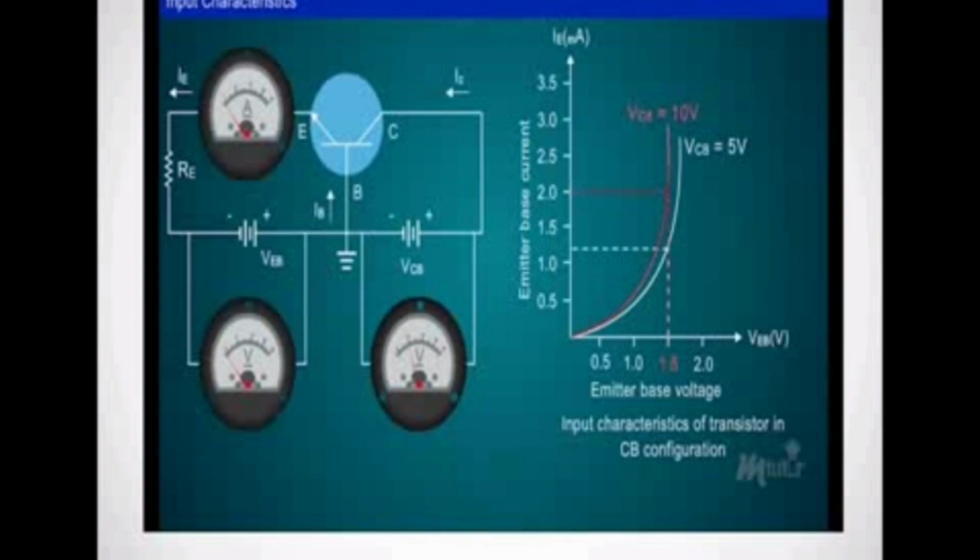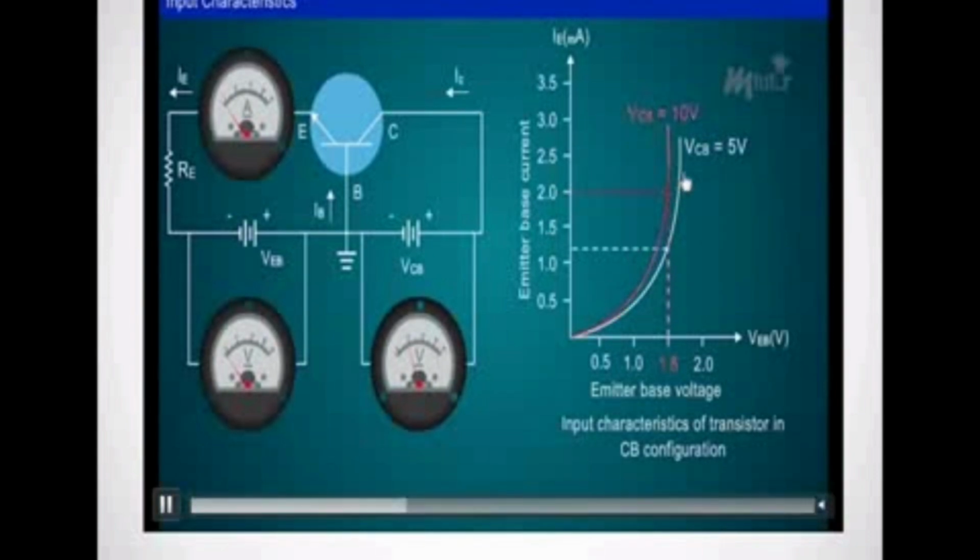This is for 10 volt. See, whatever it may be, whether VCB is 5 volt or 10 volt, in the breakdown region the line is straight. So your PN semiconductor, at a particular voltage, allows a large amount of current.